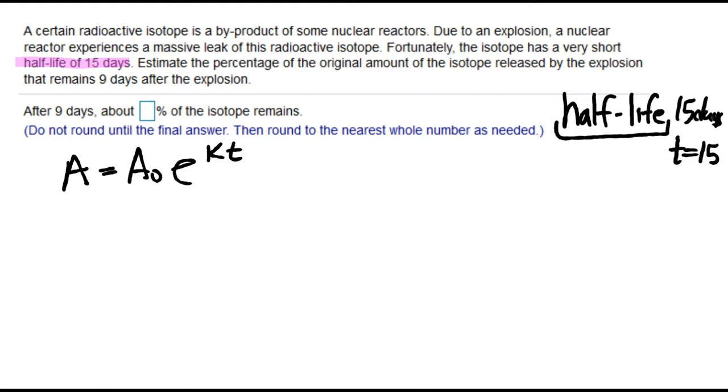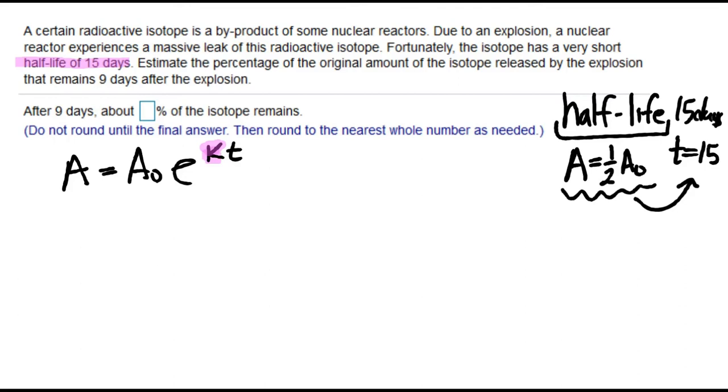A half-life of 15 days tells us that we're going to have half of what we started with after 15-day time. So we can make this relationship. We can say that the amount that we end up with is going to be half of the amount we start with. So we know it's going to have this relationship at 15 days. So this is going to allow us to find the growth rate of our radioactive isotope.